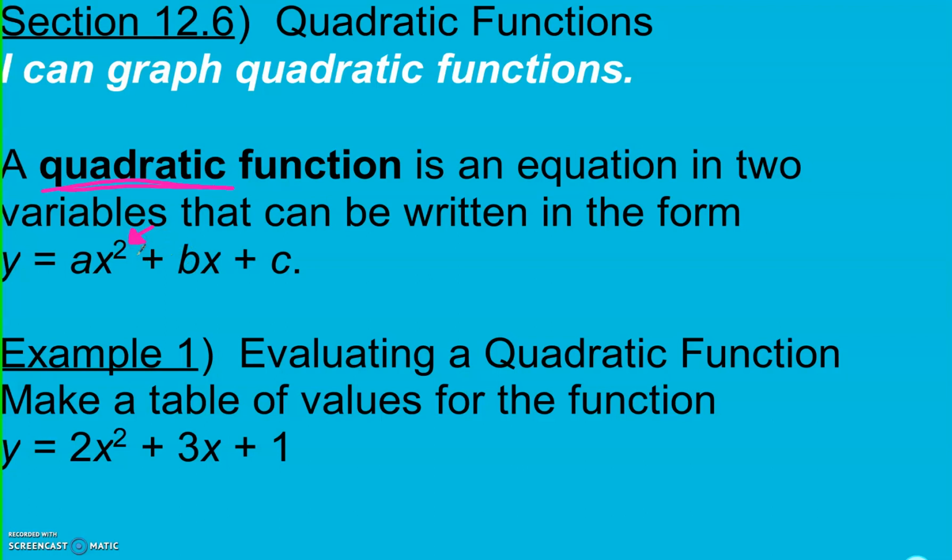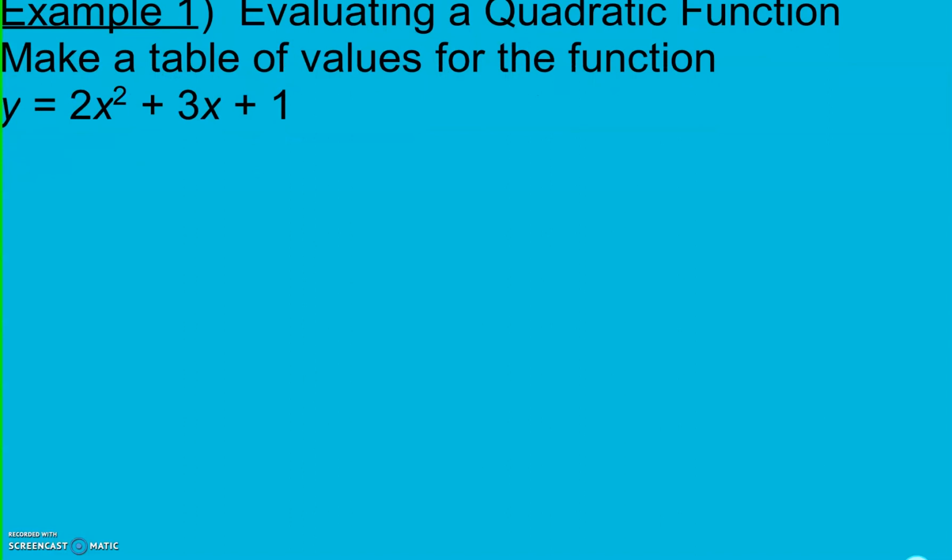In example 1, we're going to evaluate a quadratic function. We're making a table of values for our function. When we do our table, we're going to do like we've done before. We pick x values, plug them in, and find y values. We're also going to start off with the same x values we've used before. So -2, -1, 0, 1, and 2. We take these x values and we plug them in to the x's in our equation.